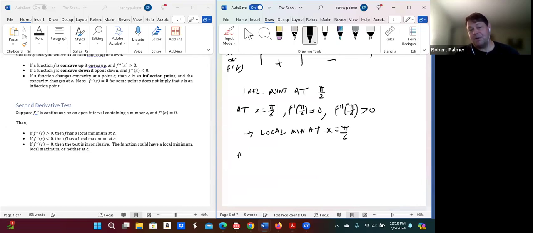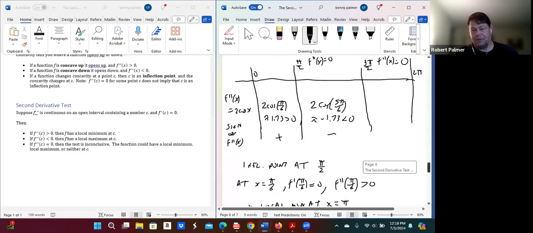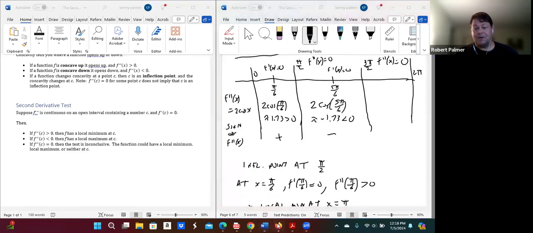Okay, let's do the same thing for 5 pi over 6 and find out what it is. x equals 5 pi over 6. We know our first derivative at 5 pi over 6 is 0 because it's a critical value. And then the second derivative we found at 5 pi over 6 was negative. Okay, so go to our second derivative test. If the second derivative is negative, there we have a local maximum. And we're going to see if that matches what we see on the graph, and it does.